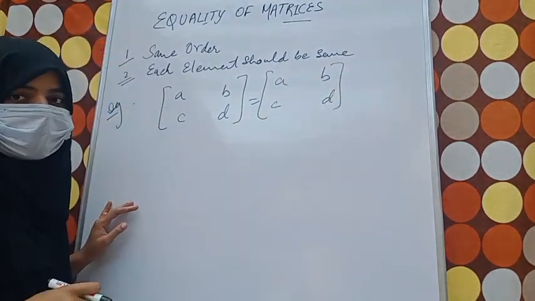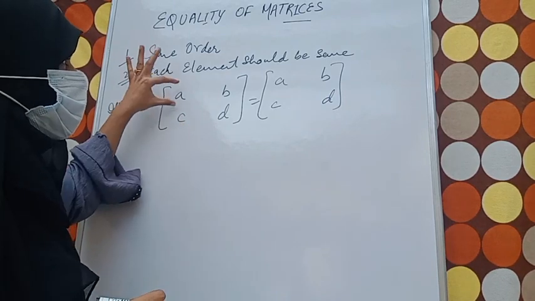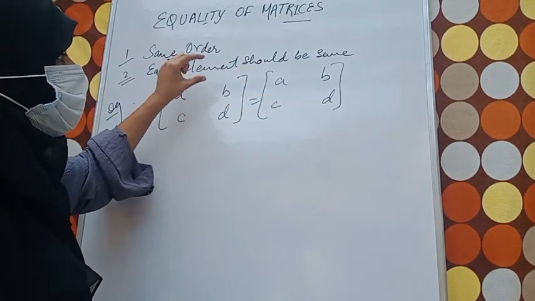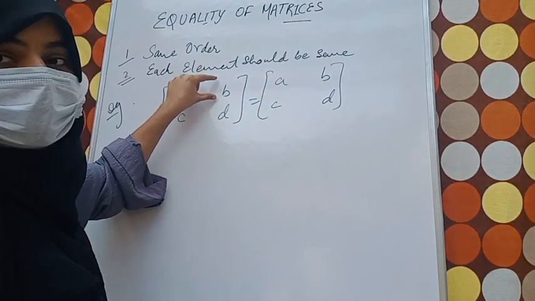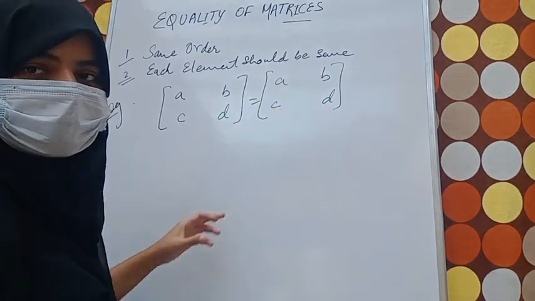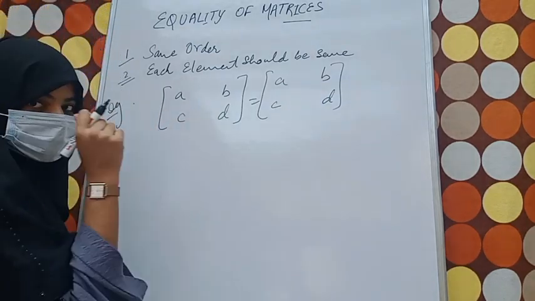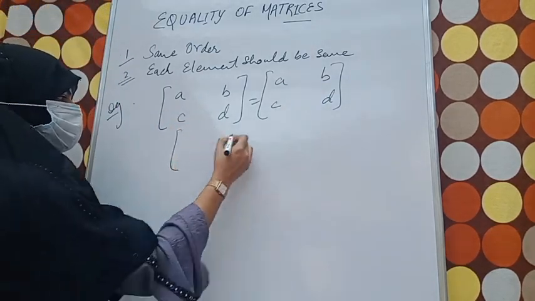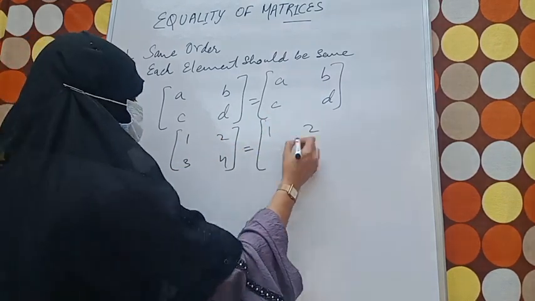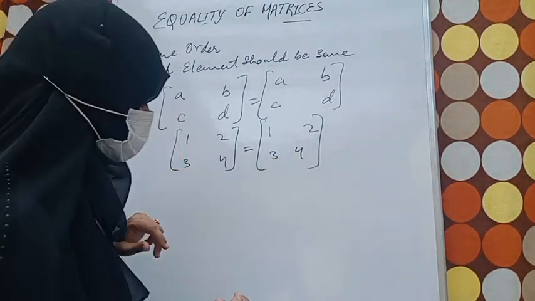You are getting my point? What is happening? This is row 1, column 1, element is A. Row 1, column 1, element is A. Row 1, column 2, element is B. Row 1, column 2 is B. Means even their position-wise elements are equal. For example, let me give you one more example in terms of numbers. 1, 2, 3, 4 will be equal to 1, 2, 3, 4. Then only we can say matrices are equal.